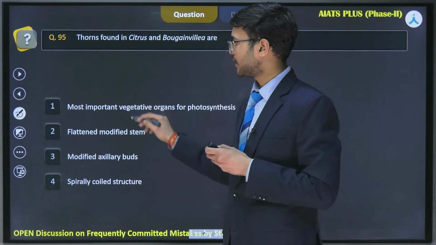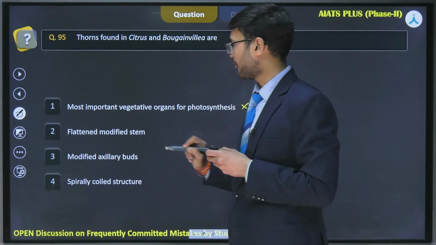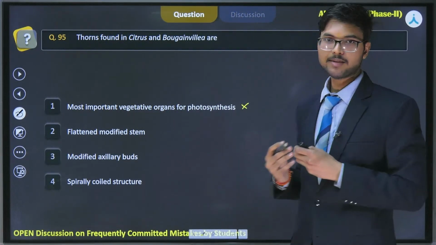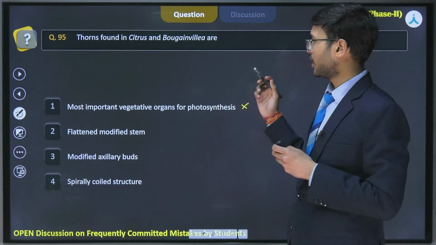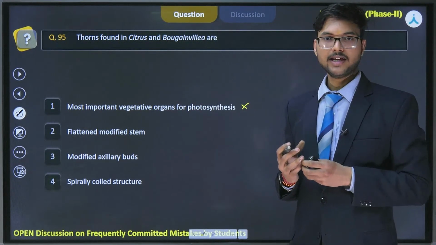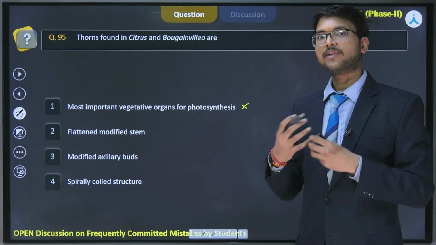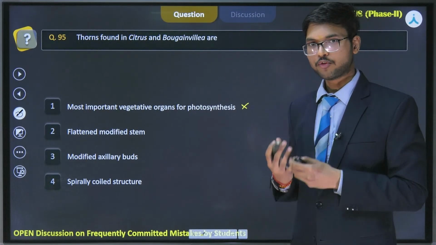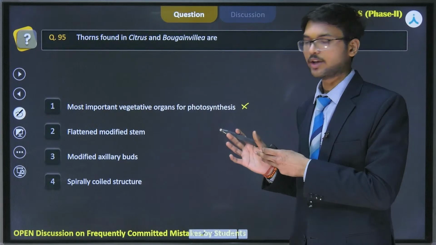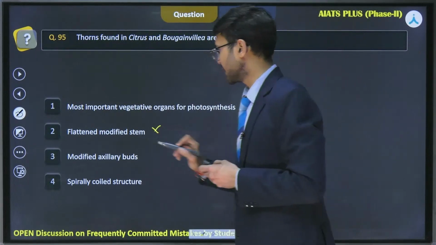Okay. Now the second option is flattened modified stem. So it is not a flattened modified stem. In case of Opuntia, you will see that the stem itself gets flattened and performs the process of photosynthesis, which is termed phylloclade. So this option is also incorrect.